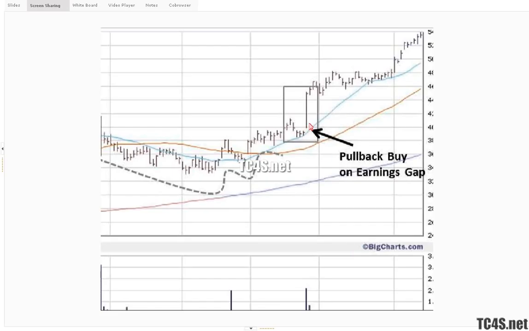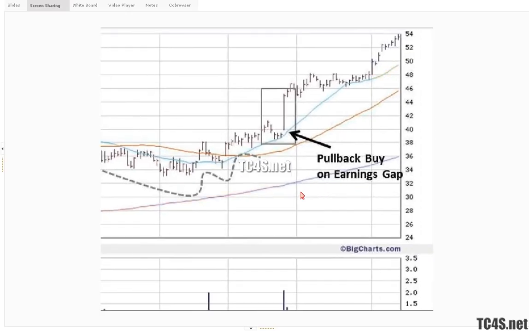So if you're going to buy a pullback buy on an earnings gap, make sure you're not paying up for the gap, so you create a big negative space that it might have to fill and put you at a big loss right away. And then you're going to want to see it move right away in your direction. So like any other situation, I'd probably set the stop just below these lows right here.